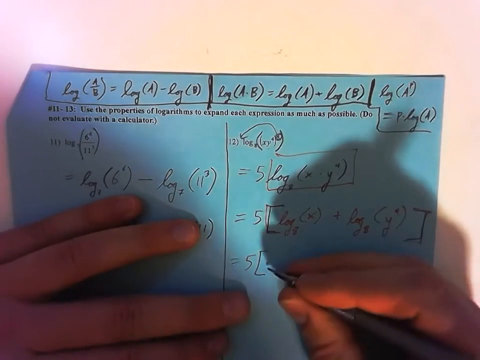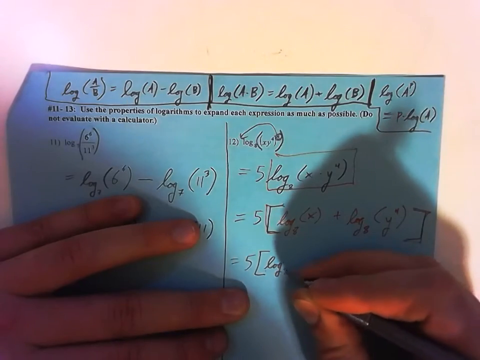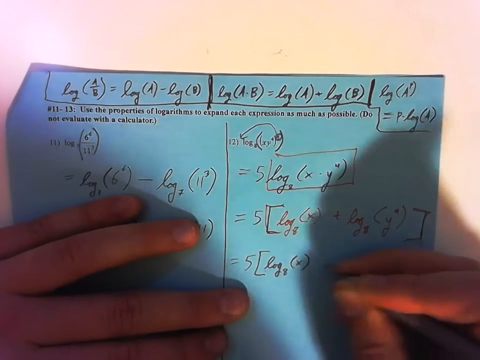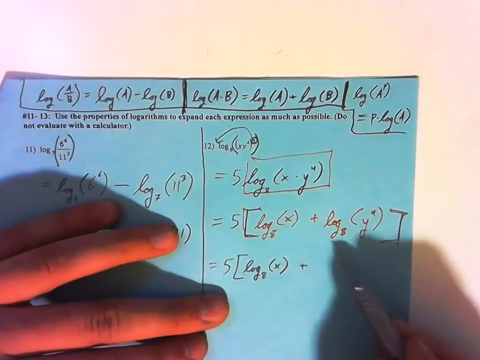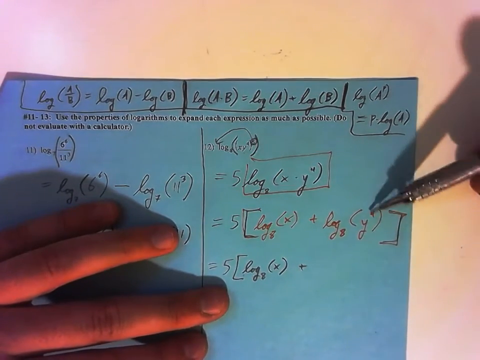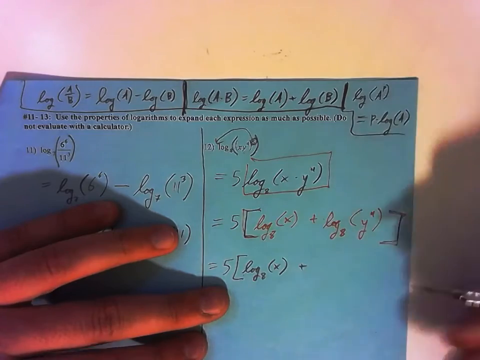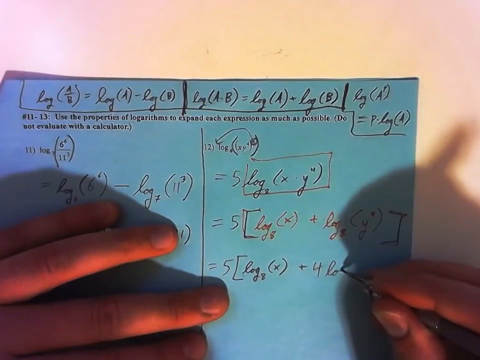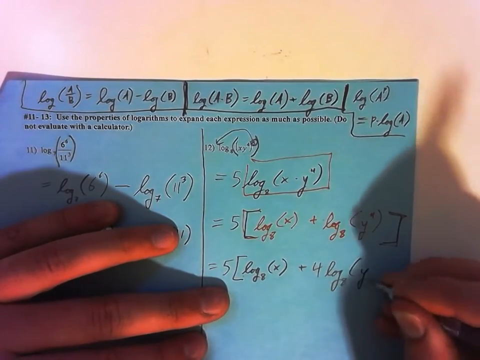So, I'm just going to rewrite that, except this one right here, I can apply the power property again and put that 4 right here. 4 log base 8 of y.